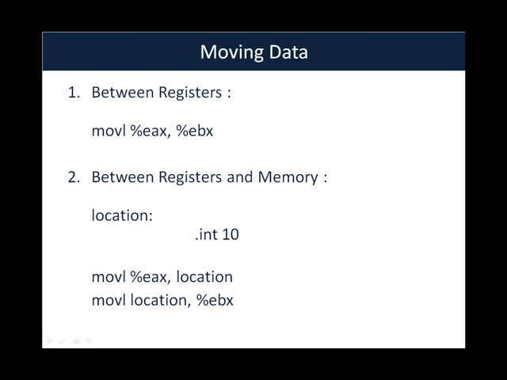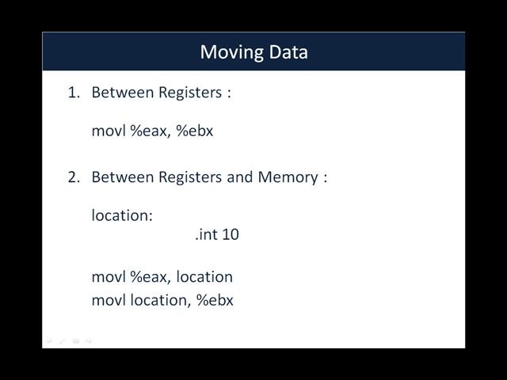So how to go about actually transferring the data? Now there are various ways in which the data transfer might happen. The first could be between registers itself. In this case, depending on the size of the register, we would use the appropriate move instruction. So now, because we are transferring between a 32-bit register into another 32-bit register, we will use the movl instruction. So movl EAX, EBX.